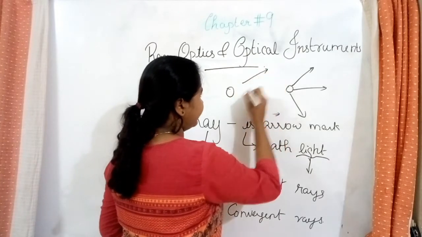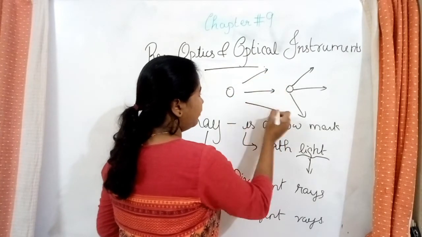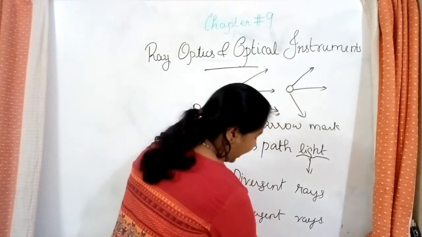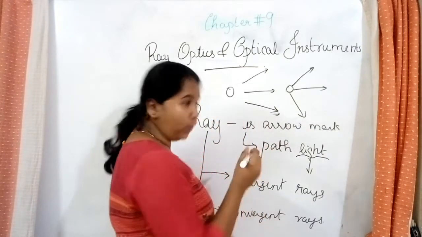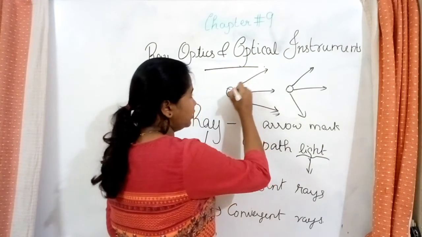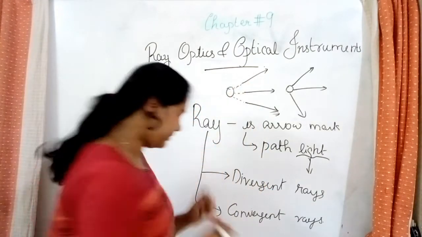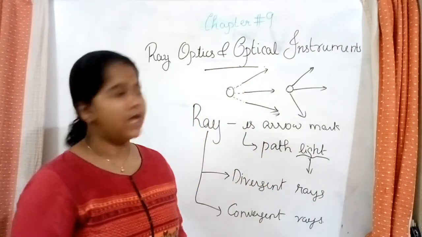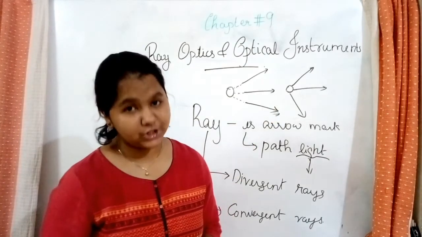If this is the point, this is a diverging ray, or it can be something like this also. This can be a diverging ray. What is happening over here? This is assumed to be starting from this point. Am I right? It's assumed. Nothing is sure, but we assume that it starts from this point. This can be a divergent ray.